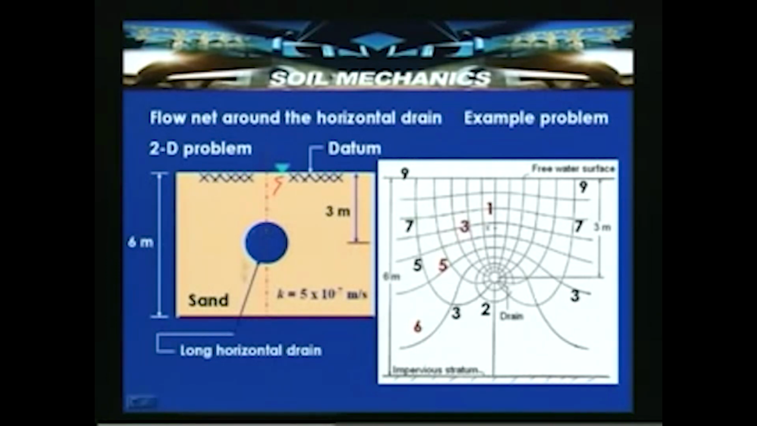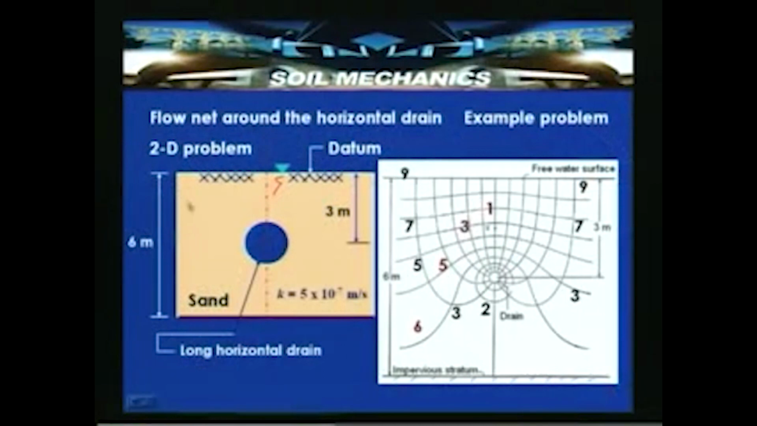So this is a long horizontal drain. What we are considering in this problem is a long horizontal drain, so this aspect also can be studied as a two-dimensional problem. In this case, if this is the x direction and this is the z direction, then this again turns out to be a two-dimensional problem. Now consider the top surface of the soil or the top surface of the water as datum.